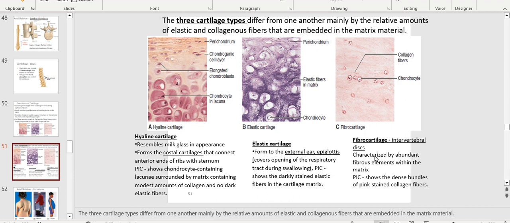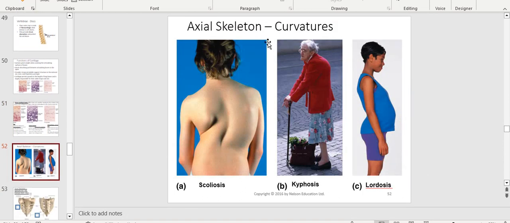Fibrocartilage, here we're talking about the intervertebral discs, okay? They are characterized by abundant fibrous elements within the matrix, and the pic shows the dense bundles of pink stained collagen fibers. These are all your collagen fibers in here, and there's your chondrocytes. So there are the three. You've got examples. I don't want to go too crazy on these, but definitely you'll see these on test two for sure.